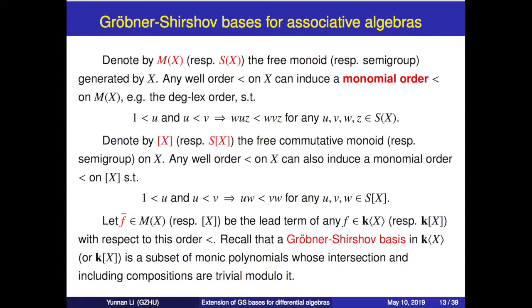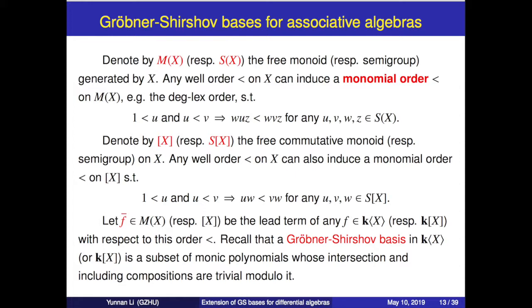Okay. Let me first briefly introduce the Gröbner-Shirshov basis for associative algebra. It depends on the free monoid, or semigroup, generated by a set X and a monomial order. We also have the free commutative monoid and semigroup on this X, but with different notation.